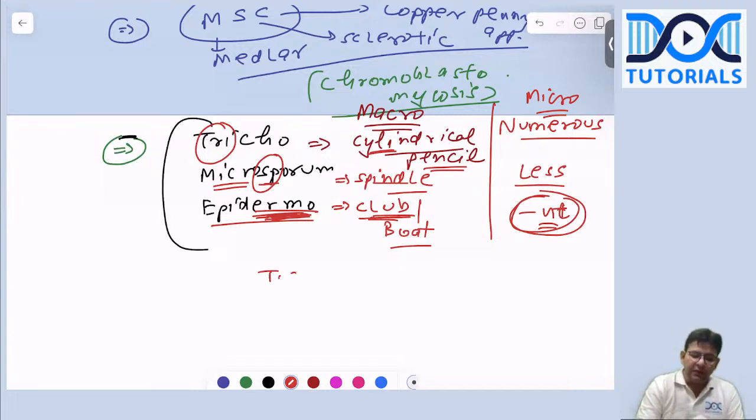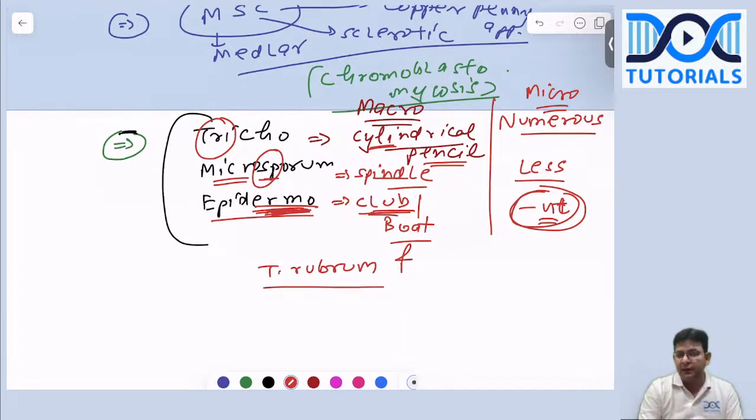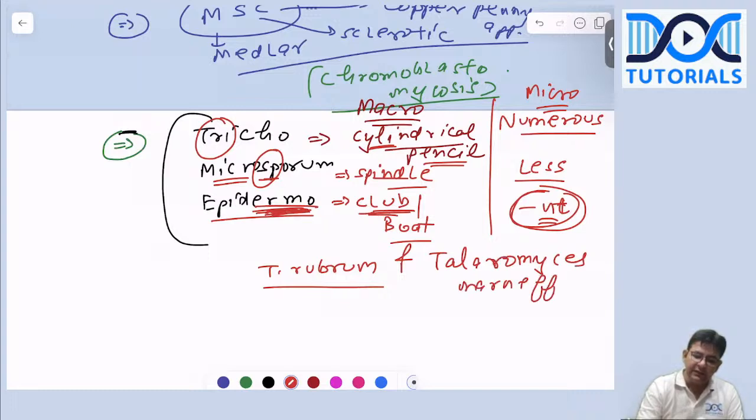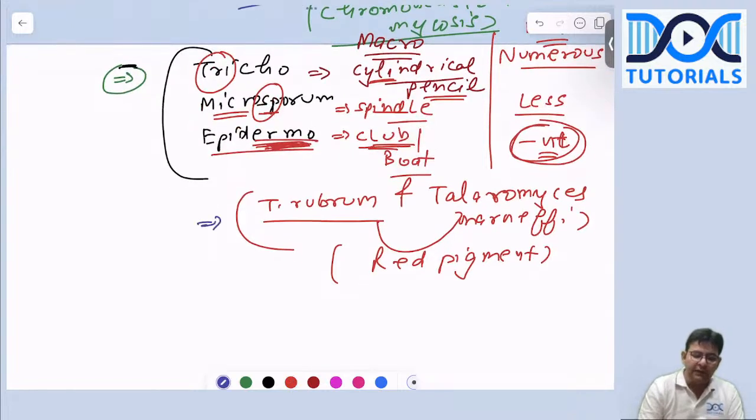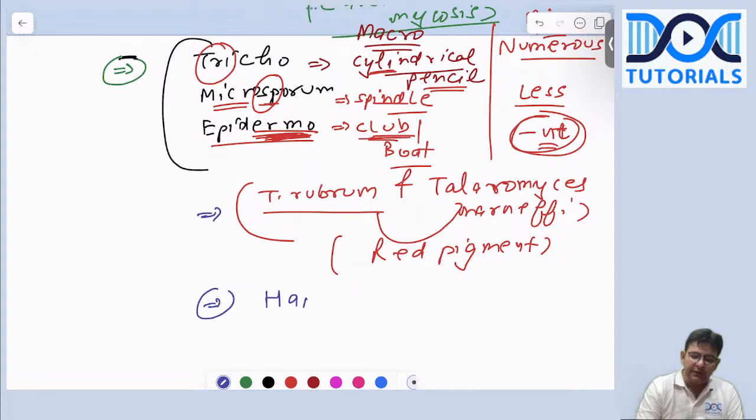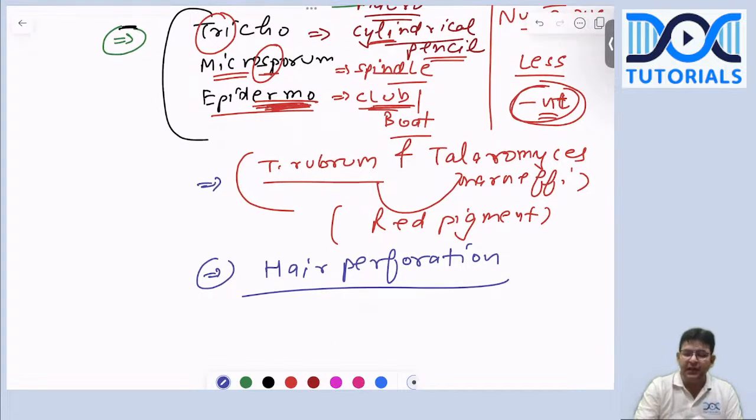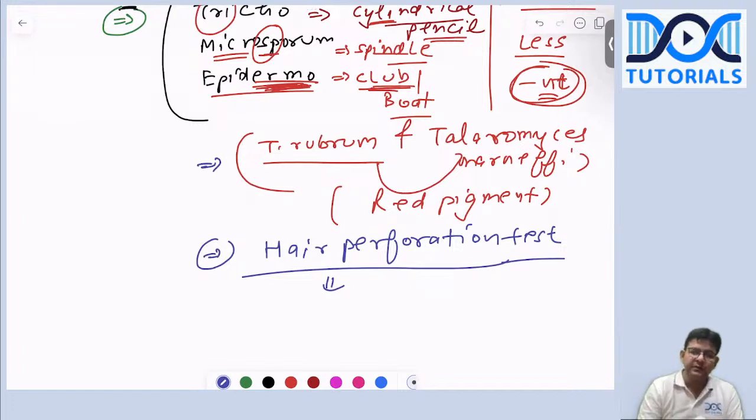Other one is Trichophyton rubrum, and there is one dimorphic fungus termed Talaromyces marneffei. Both start with T. They are the ones associated with red pigment. They produce red pigment. One of the fungi shows a positive test termed the hair perforation test, also termed the wedge perforation test. This is seen in Trichophyton mentagrophytes.